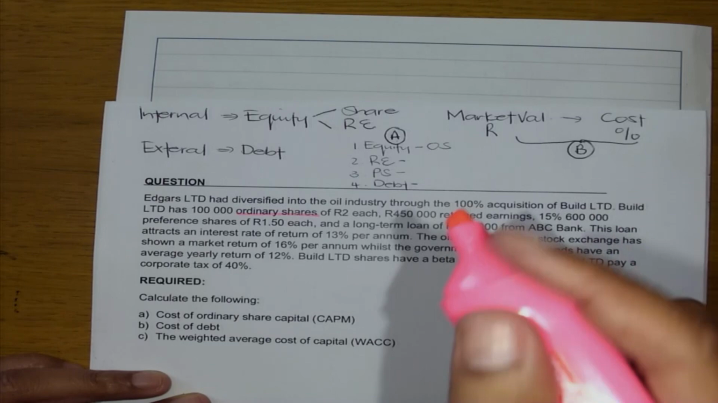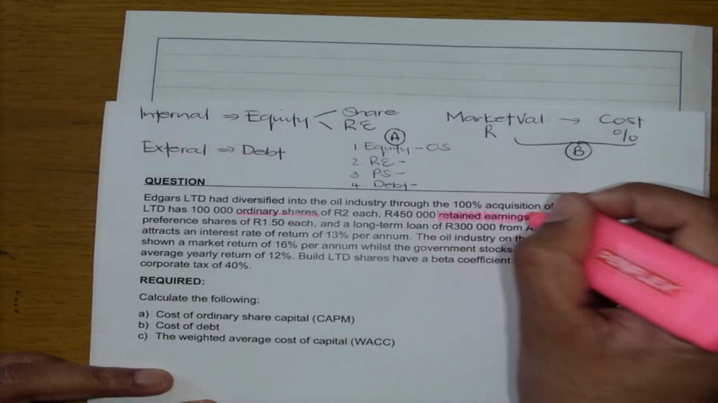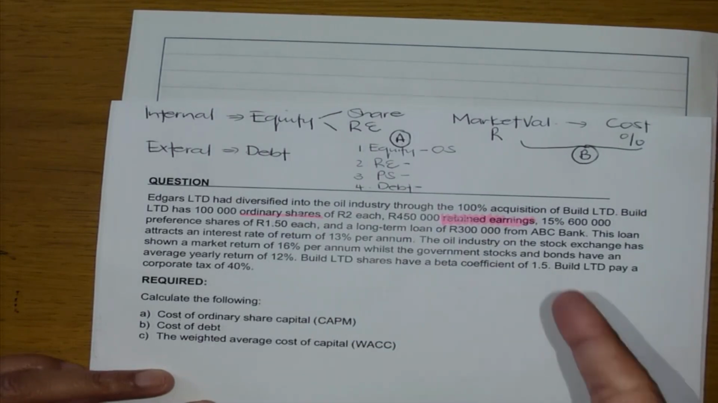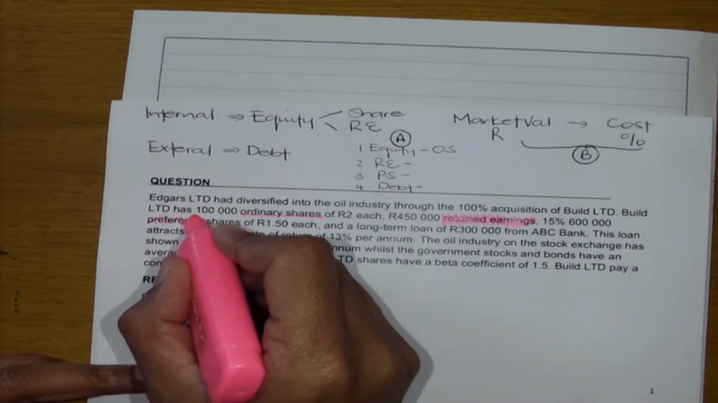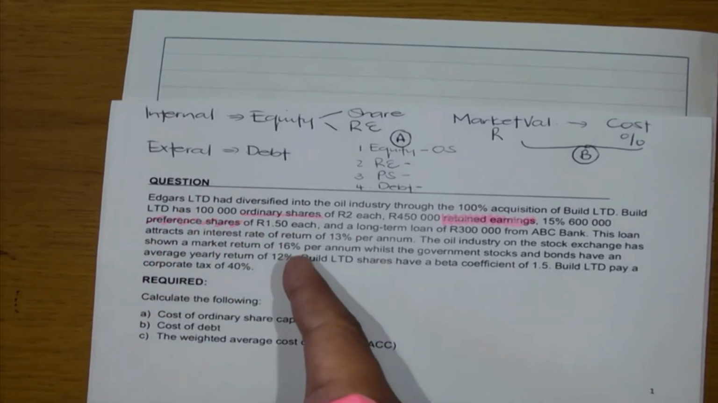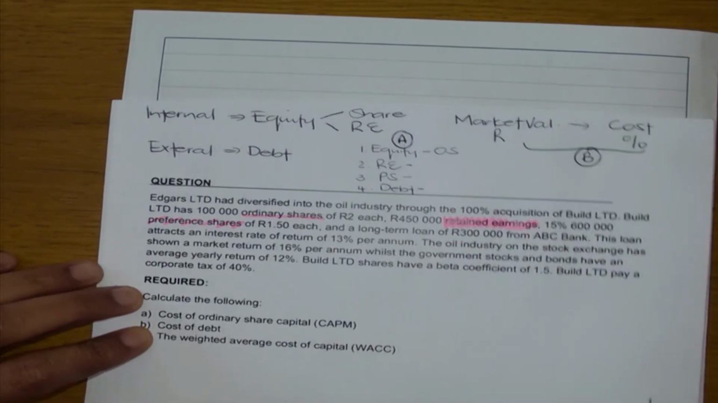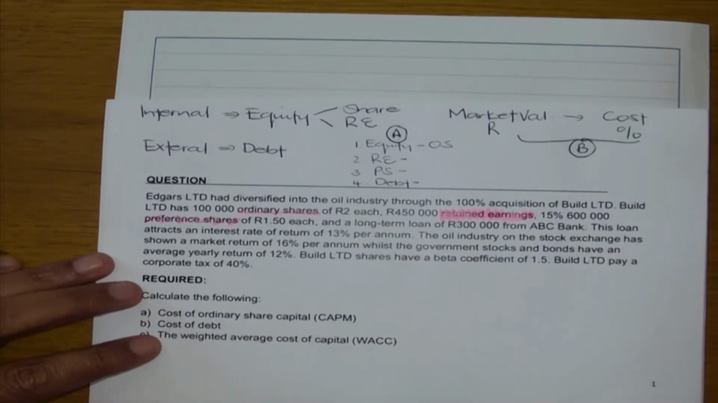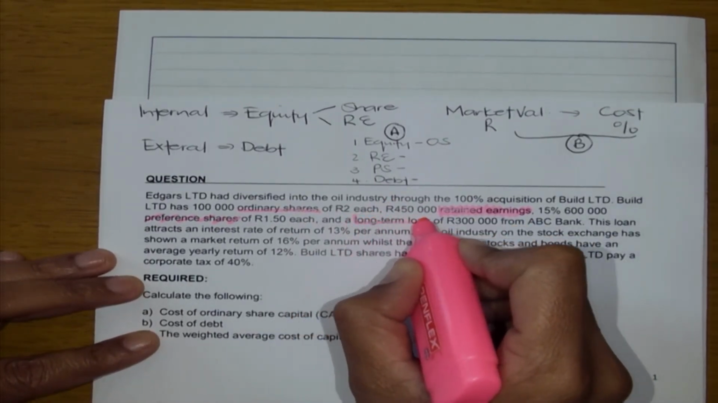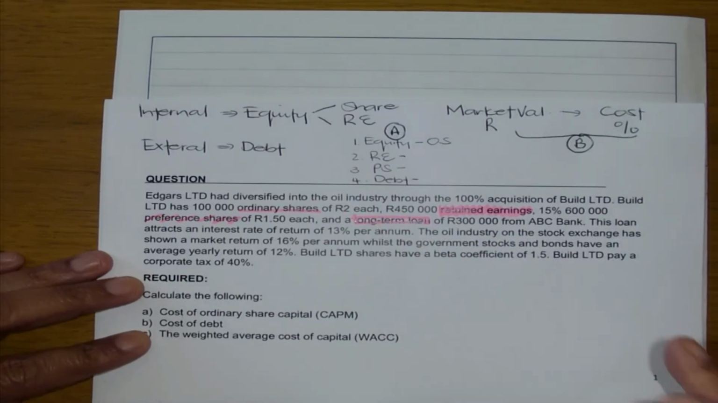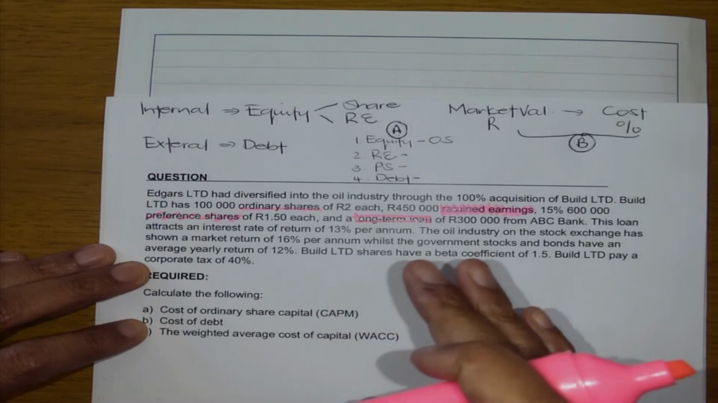Then they say 450 retained earnings. Okay, so they're giving us our retained earnings. So we have equity, we have retained earnings, 15%, 600 preference shares. Okay, so they give us preference shares as well. And a long-term loan of 300,000 from ABC Bank, right? So this is a loan, and a loan is debt. So here I can already see I have my 4 categories. It says this loan attracts an interest rate of 13% per annum.